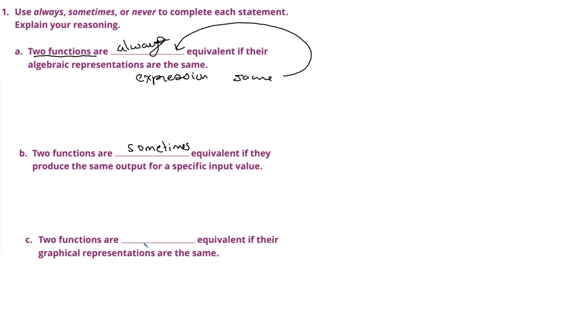Two functions are sometimes, always, or never equivalent if their graphic representations are the same. So if the graph looks exactly the same, then it's always.